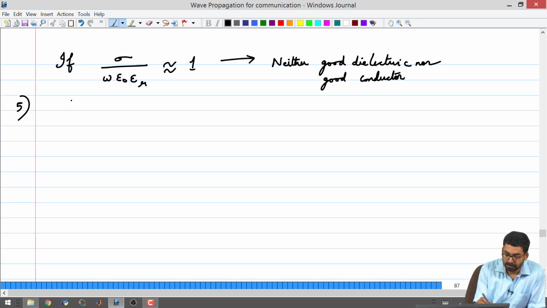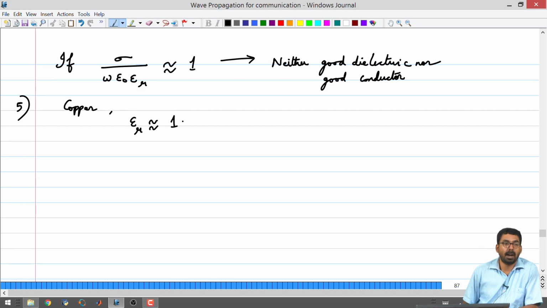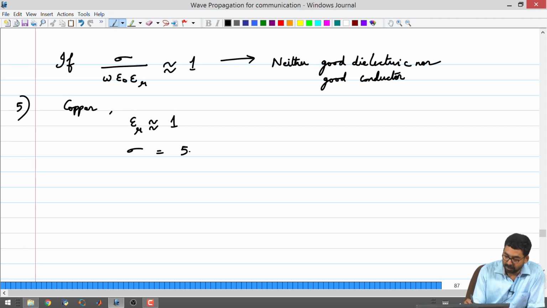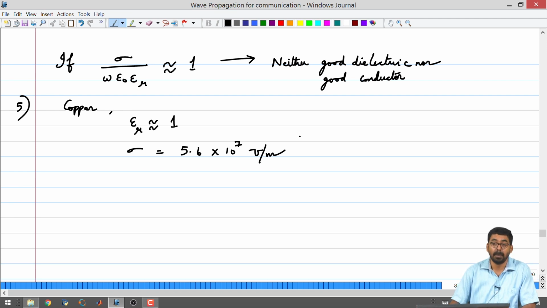All right. For copper, I just looked up a value on the internet. Some standard value people use as epsilon r is approximately equal to 1. Hard to believe, but copper seems to have a relative permittivity of just 1, similar to that of air. But where it differs from vacuum is the very high value of conductivity. I have written the distributed parameter 5.6 times 10 to the power 7 Siemens per meter.